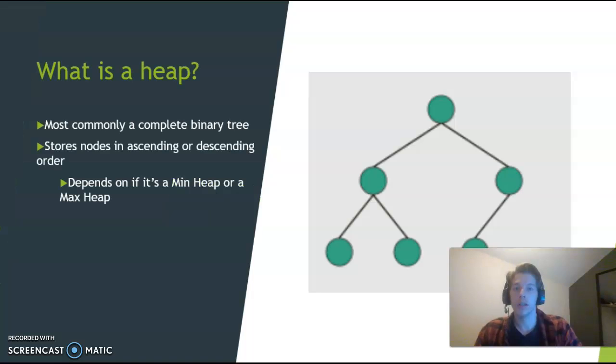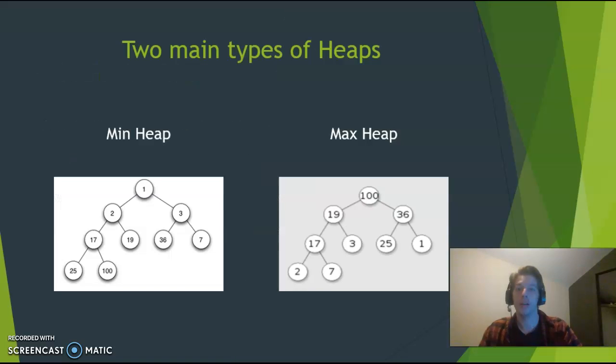What are they? A heap is most commonly a complete binary tree. They store nodes in ascending or descending order depending on if it's a min or a max heap. Two main types of heaps, the min and the max. Min, as you can see, root node is the lowest value and it goes down to ascending order. And then max heap, max values at the root, and then we go through in descending order.